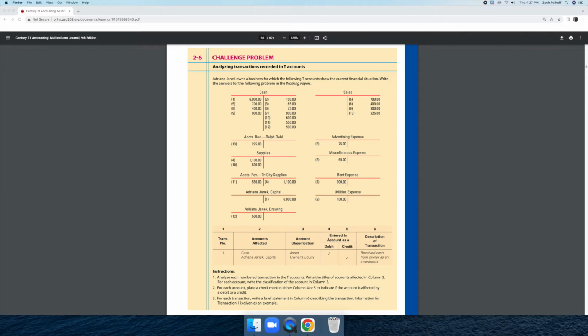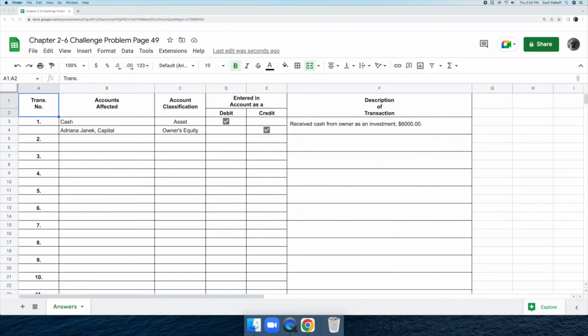Okay, so now that I have read over the instructions, let's jump right into the 2-6 challenge problem. Alrighty, so now we're going to be moving on to the 2-6 challenge problem, in which we will be analyzing transactions recorded in T accounts.